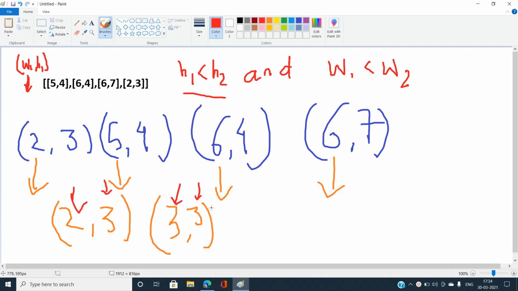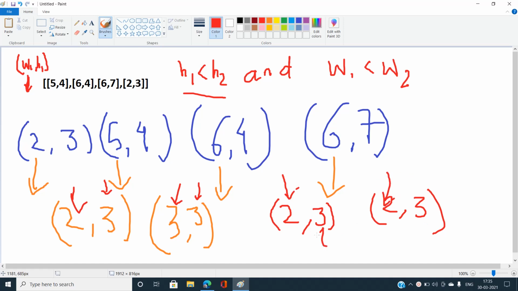Okay, so this was the good example, and let's take another example. Like we have 2 comma 3, and we have, let's say, again 2 comma 3. So can this be possible? No, we cannot say this is possible, because this is a non-decreasing one, and this is also a non-decreasing one. So this is not possible.